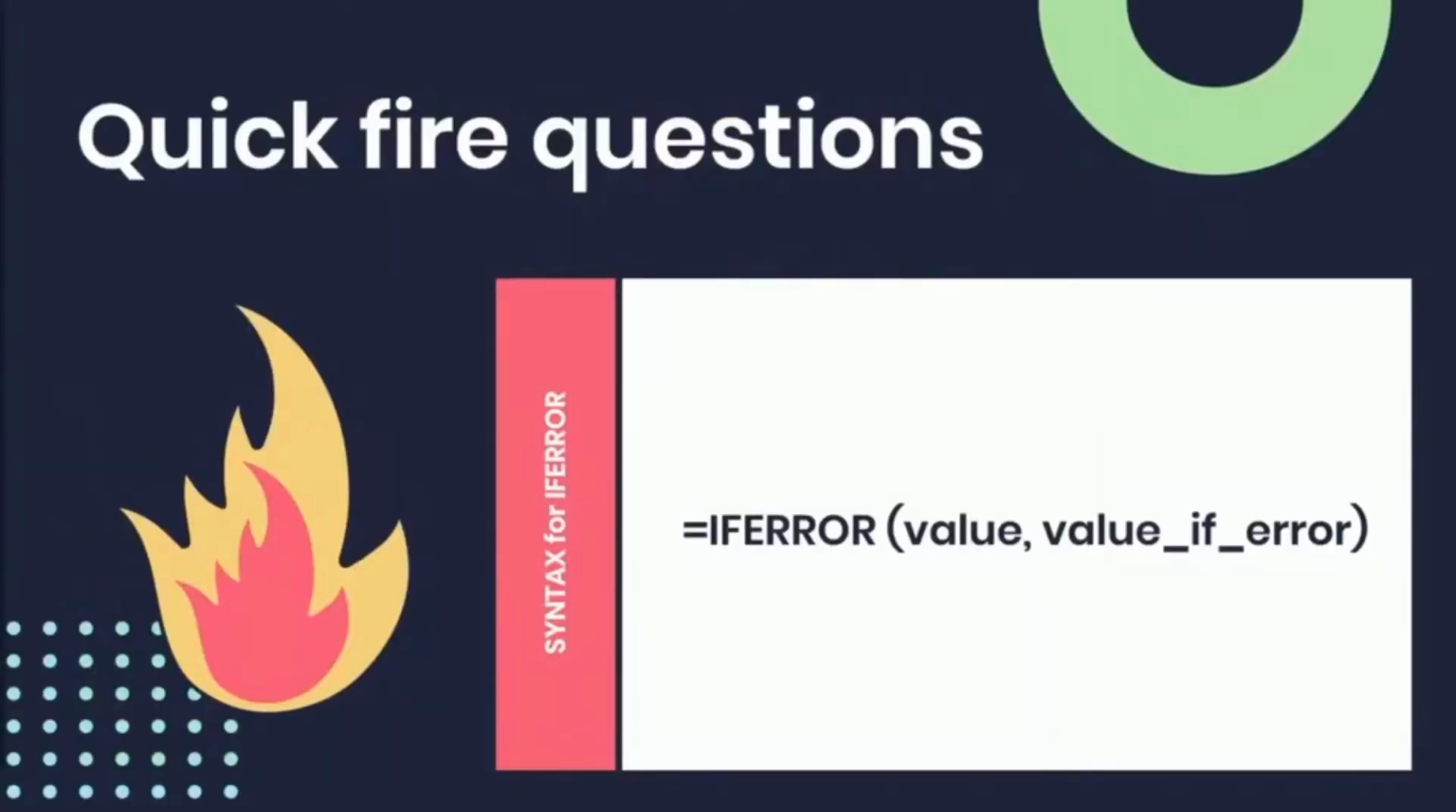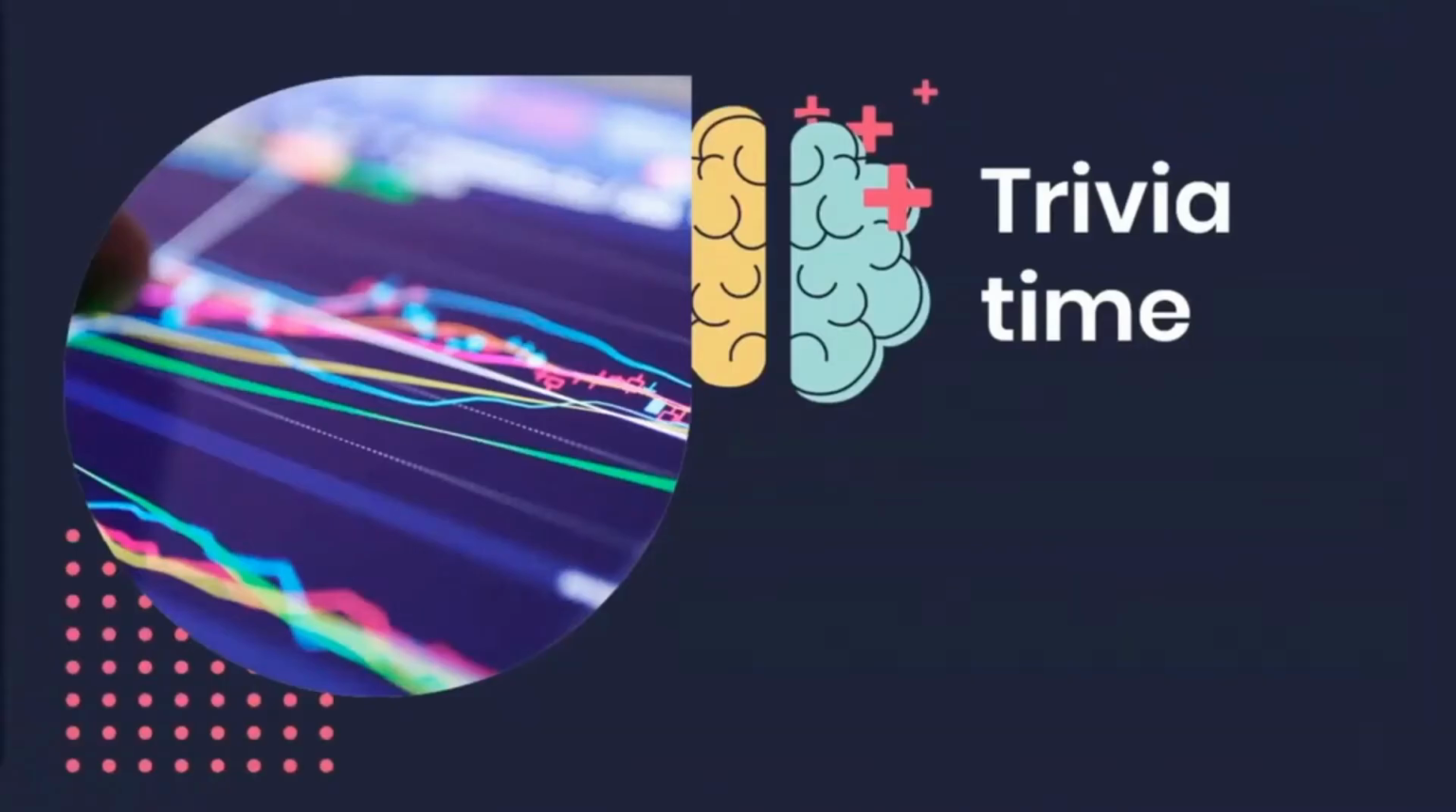But now what about the IFERROR? The IFERROR function returns a custom result for the formula if it generates an error, but it also generates a standard result if no error has been detected. IFERROR is an elegant way to trap and manage all your errors without using more complicated nested IF statements. So our syntax for IFERROR is equals IFERROR, value, and your value if error.